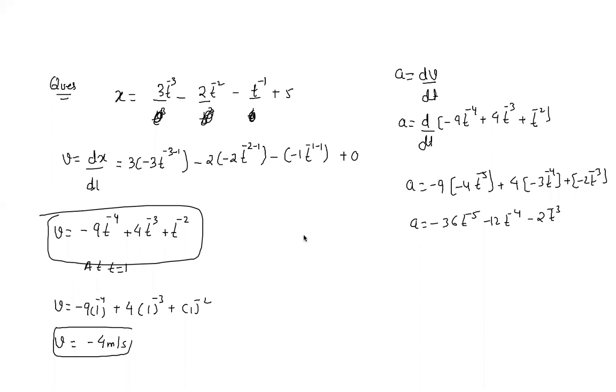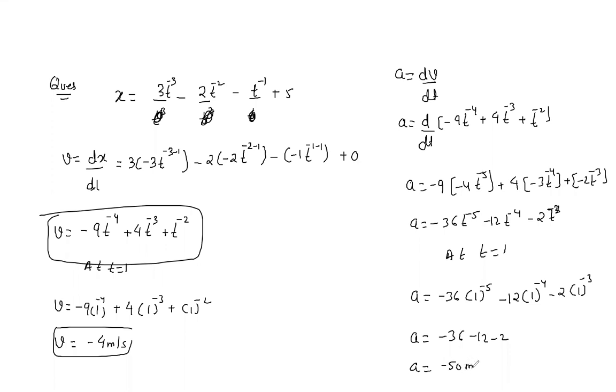Noor, you're missing this 2 t to the power minus 3. Next, you need acceleration at t equal to 1. Put t equal to 1 in this equation. That's 36 times 1 to the power minus 5, minus 12 times 1 to the power minus 4, minus 2 times 1 to the power minus 3. So the acceleration is 36, minus 12, minus 2. Is it clear? Fazil, Noor? Yes, sir, it's clear.